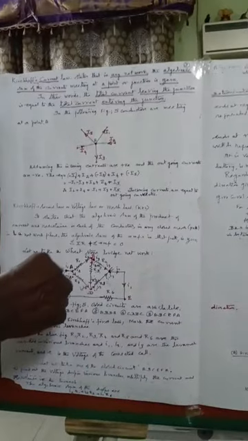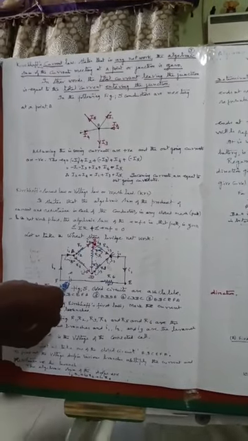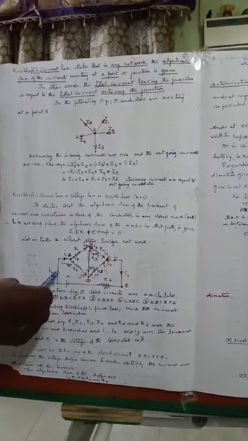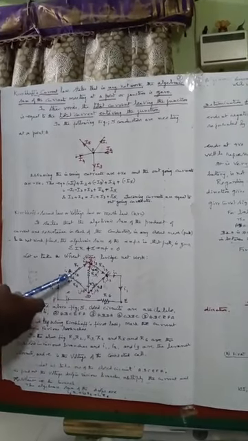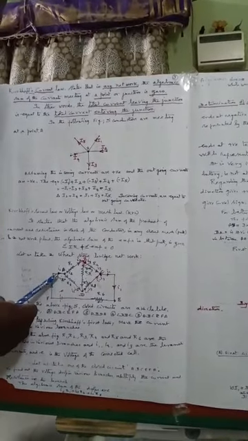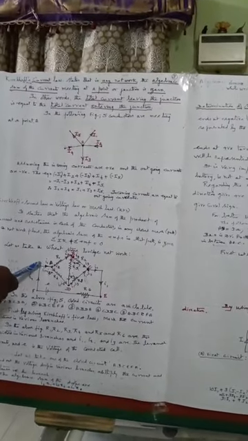Now we can mark the currents as I1, I2, I3. The total current from the source, that is the voltage source, is equal to I1. This I1 divides itself into I2 and I1 minus I2, because I1 is entering and I2 is leaving, so the remaining I1 minus I2 is flowing through this branch.